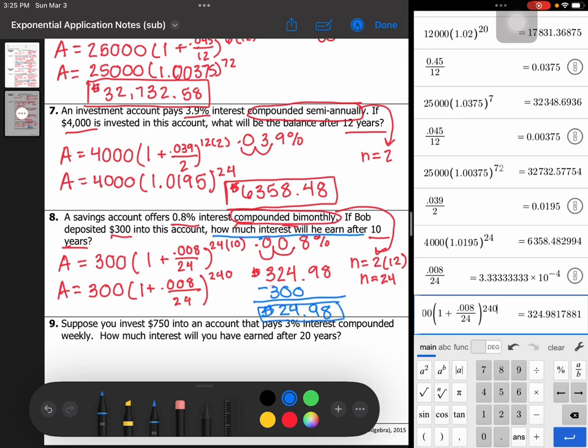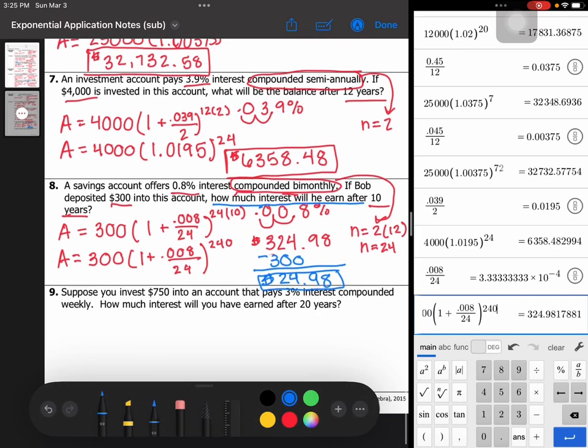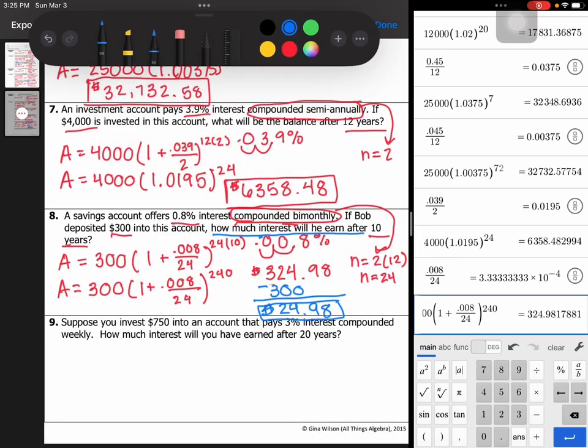So because it was such a small interest rate, even though it was compounded 24 times a year, on such a small amount, he only earned $24.98 of interest. Okay. So our last question here says, suppose you invest $750 into an account that pays 3% interest, compounded weekly. How much interest will you have earned after 20 years? So we start with our initial amount of $750.